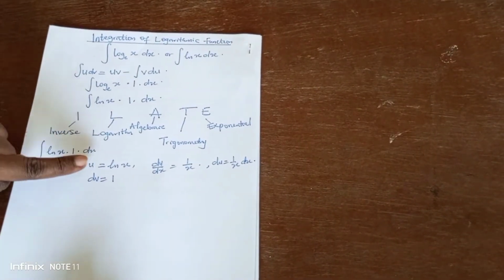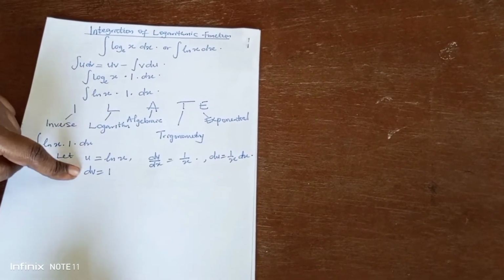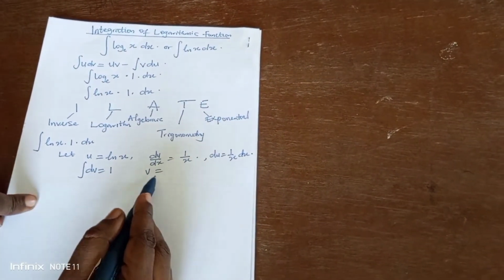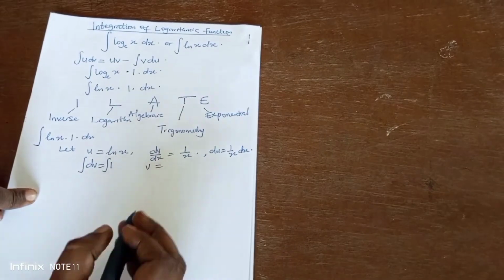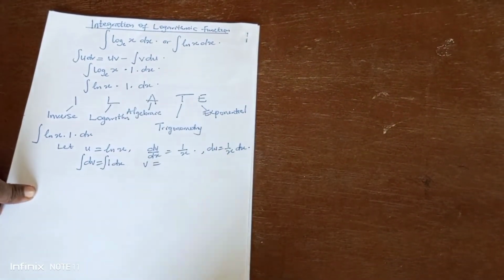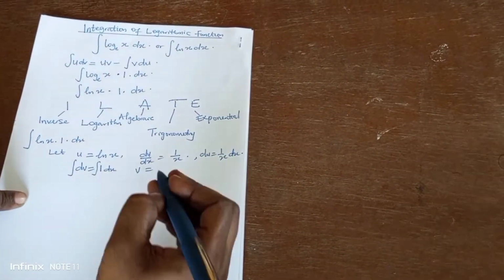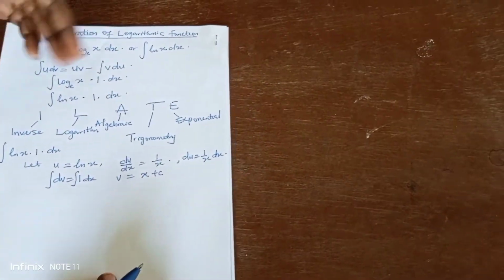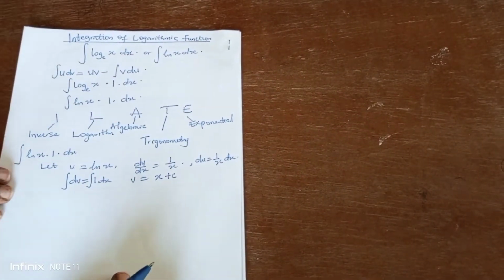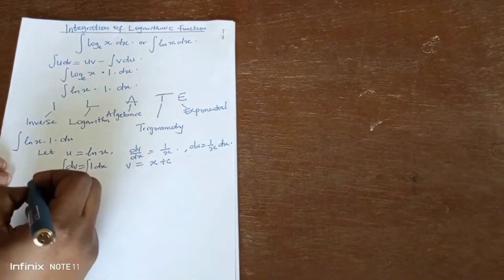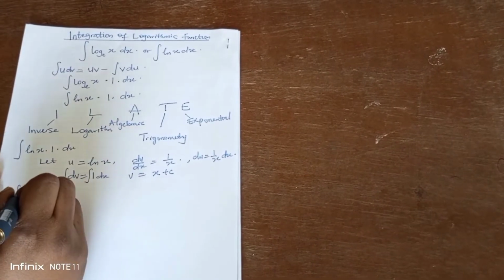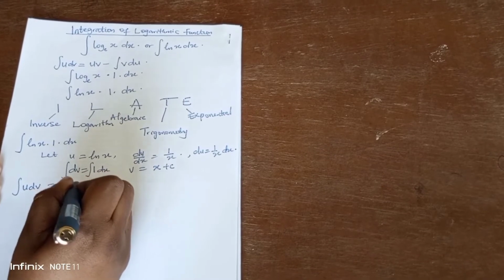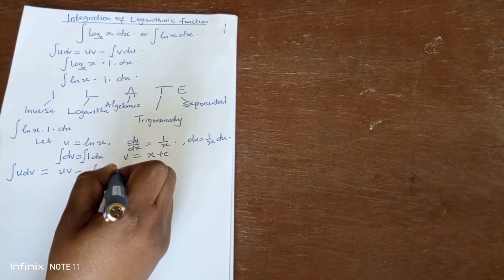To find v, we are going to integrate both sides of this dv. So v will be equal to the integral of dv, which gives us v, and the integral of a constant gives us x, then plus c. But since we are going to substitute everything back, there's no need for plus c, but if you write it, you are okay. Now the next thing is that you have to go and write your formula out. So the integral of u dv is equal to uv minus the integral of v du.